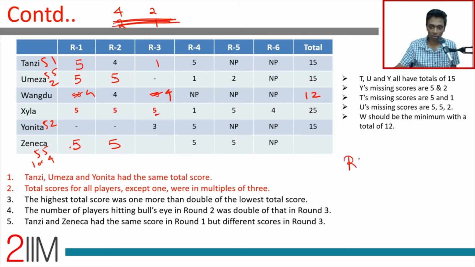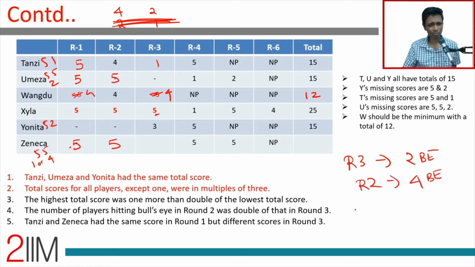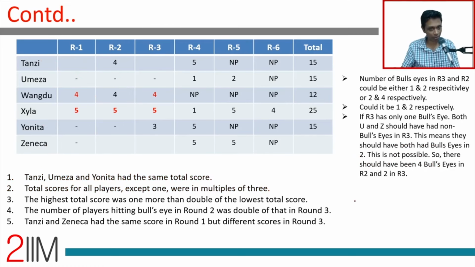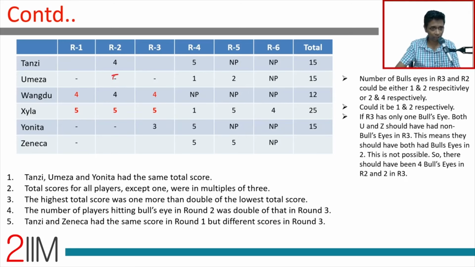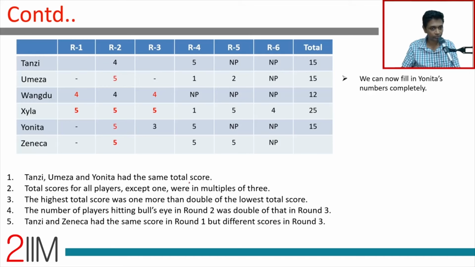So round 3 should have 2 bullseyes. Round 2 should have 4 bullseyes. That always seemed more likely. We've eliminated the other possibility. So 2 in round 3 and 4 in round 2. There are 2 non-bullseyes. That means the other 4 need to be bullseyes. 5, 5, 5, 5. Now we can fill in Yonita's score completely. 5, 5, 3. 10 plus 3, 13. This is 2.